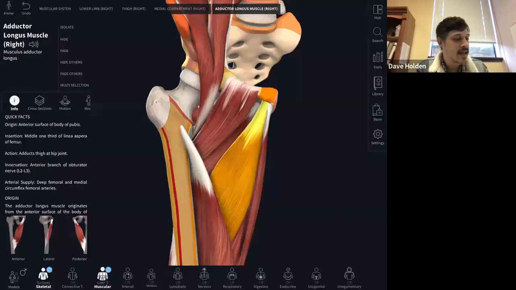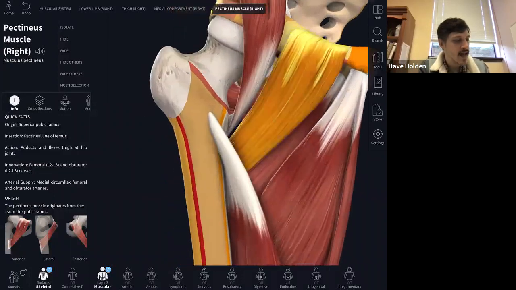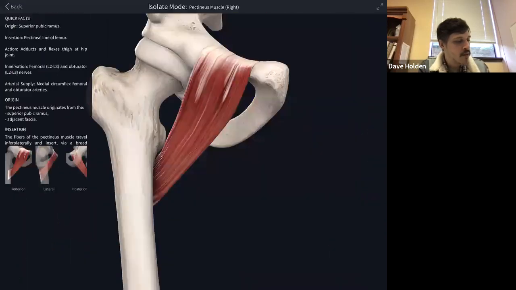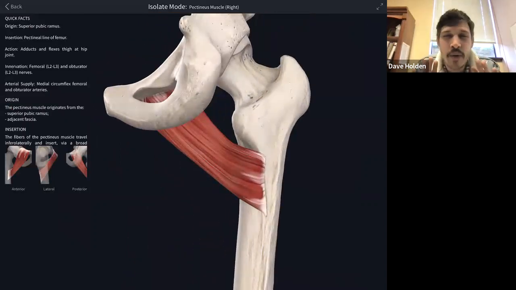So the pectineus is the one, if you look at the pubic bone, it's the one that looks like it's draped over it right here. Starting up at the superior margin, it drapes over the anterior aspect and inserts onto the femur. When we isolate the femur, you'll see, and again, guys, I know it feels like we're splitting hairs here. Welcome to anatomy. This is the world we live in.